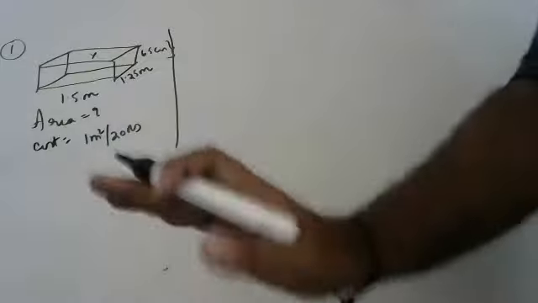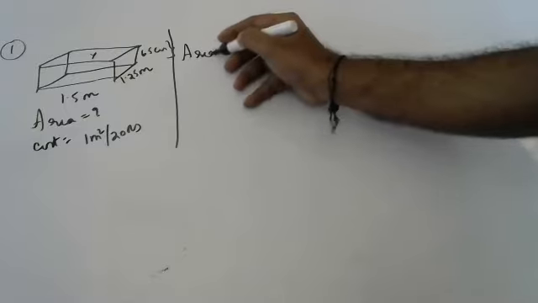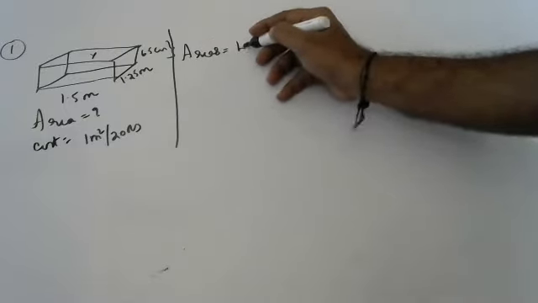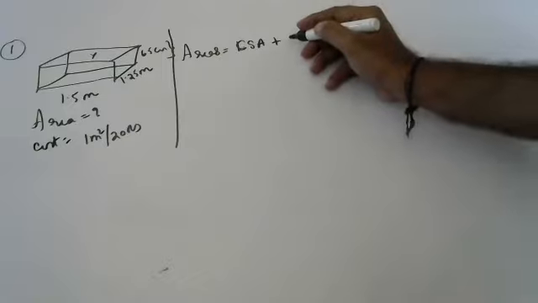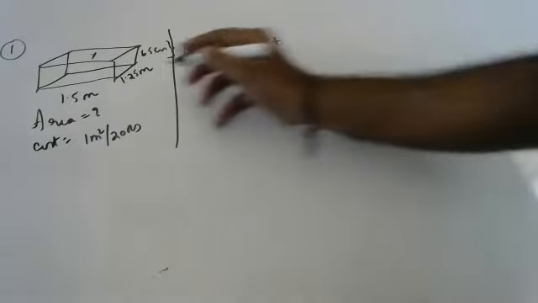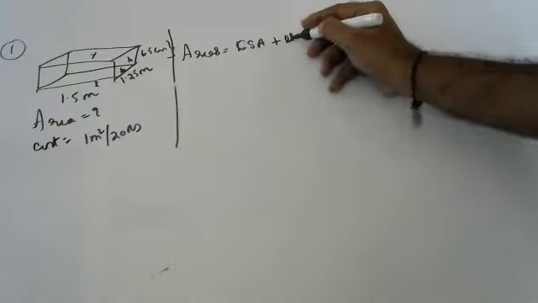Anyone want to say, children, how do you find the area of the sheet? No top, it seems. Four walls and base are there. Area is equal to CSA, means four walls, plus base. What is the base formula, children? Base formula is LB, children.